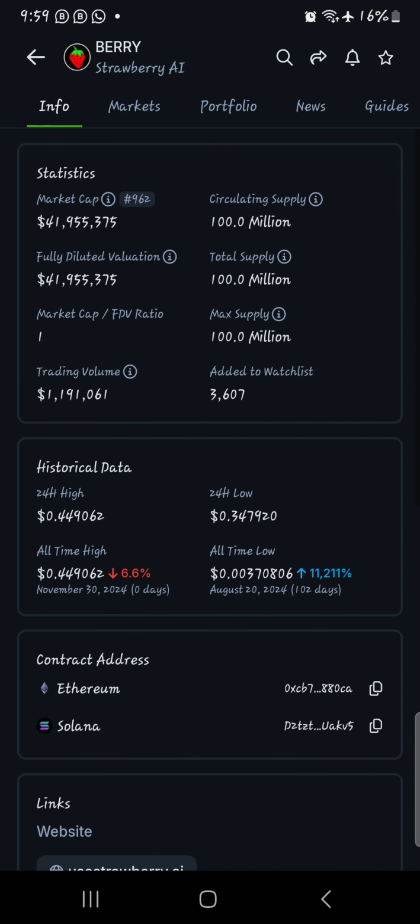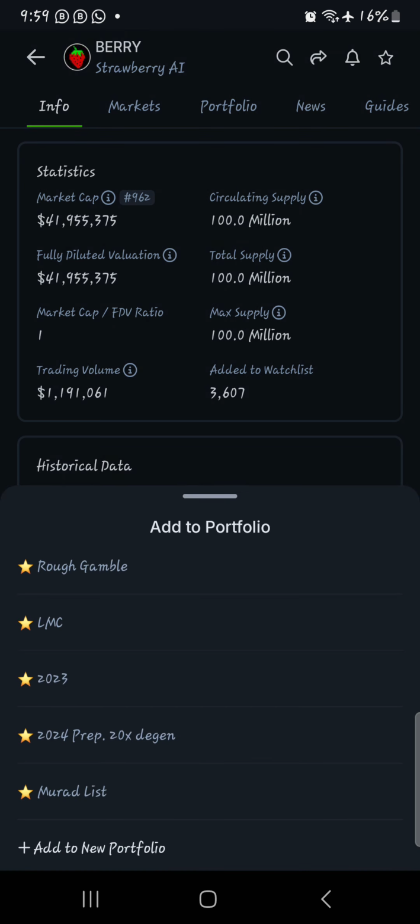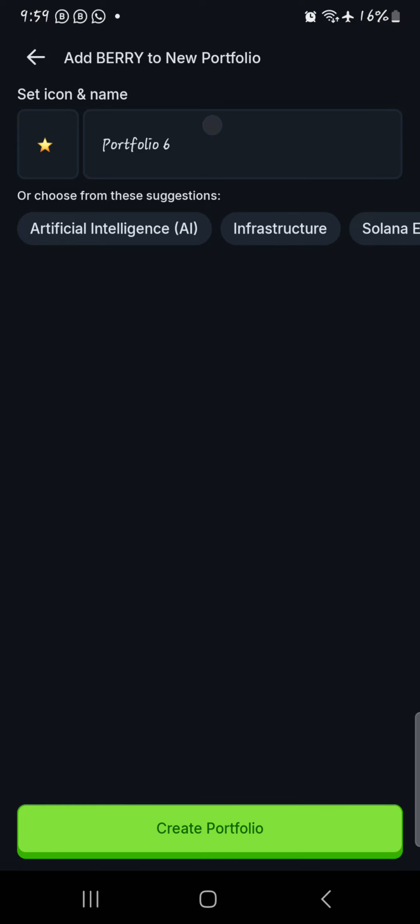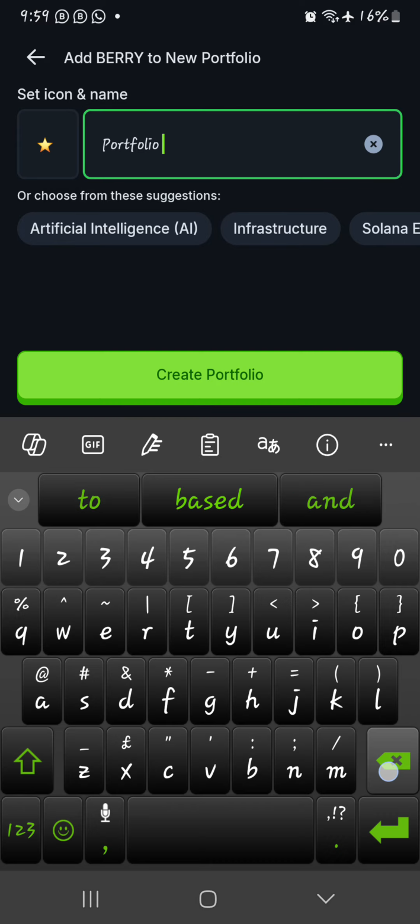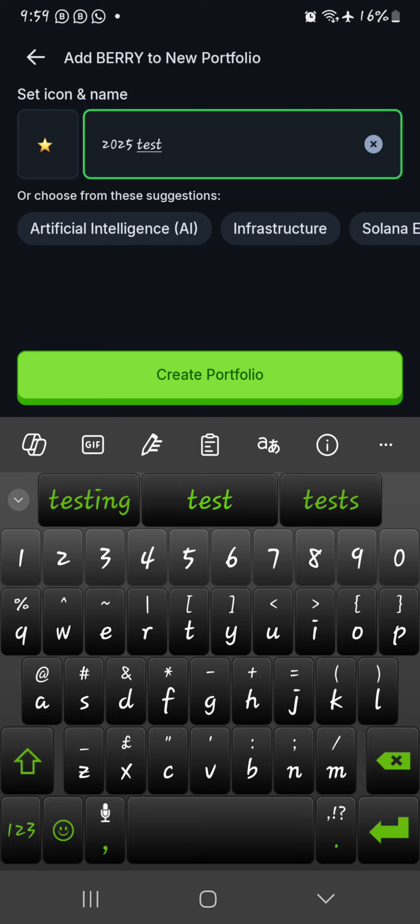Okay. So now this is how you add to portfolio. I think I just needed to show you guys that. So you simply just tap on this, pick the portfolio you want to add it to. Let me create a new one. Let's call it 2025 tests.